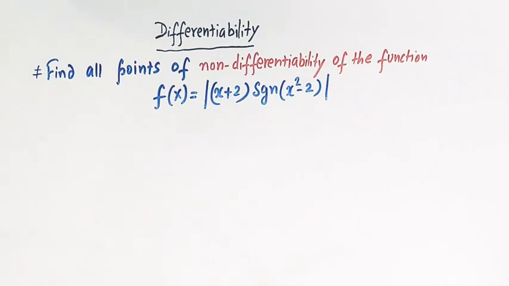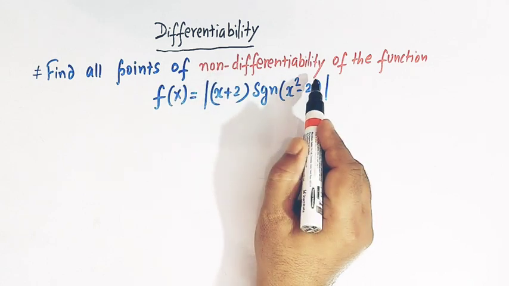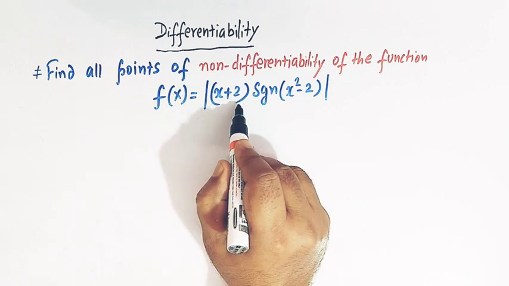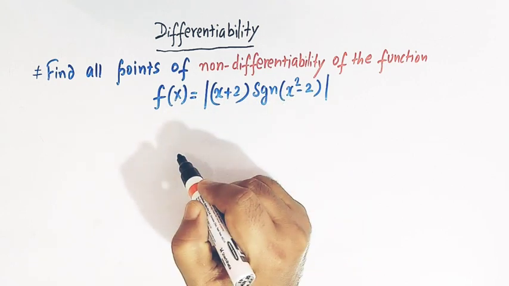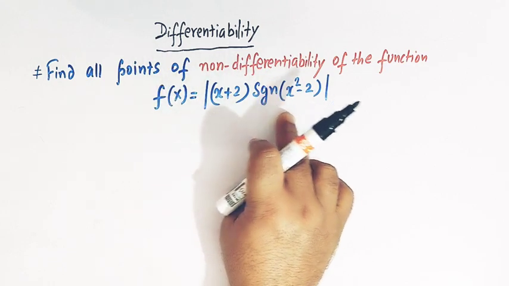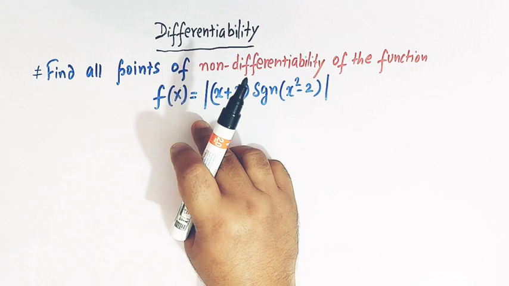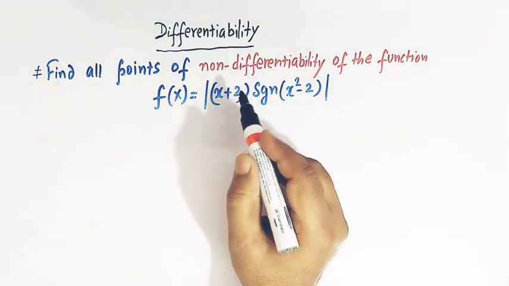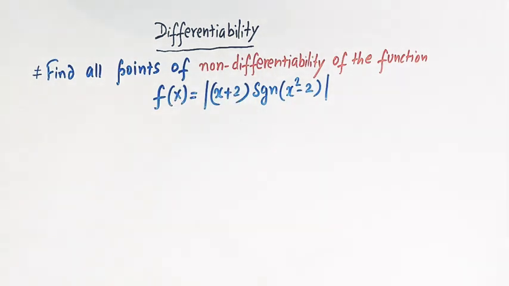Hello viewers, in today's class we are going to discuss one important and conceptual problem from differentiability of functions, right? Here we have to find all the points of non-differentiability of the function f of x equals mod of (x plus 2) times signum of (x square minus 2), right? So here we are given a function which is a combination of mod function and signum function, and we have to find all the points at which this function is not differentiable, right?